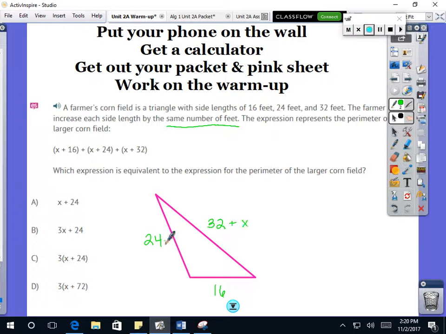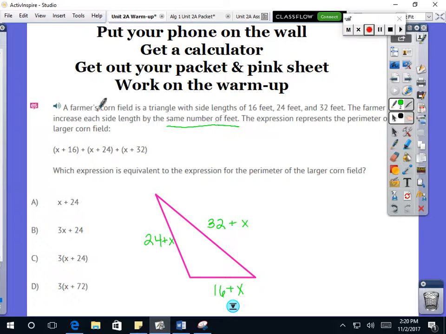And if you look down at this expression, you'll see that he's increasing every side by x feet. Why was he able to just put x every time if it's three different sides? Because he's increasing them by the same number of feet. Okay, so this could be like plus 5, plus 5, plus 5. So that's why he's able to put x for all three of them, because they're the same number. We just don't know what that number is.